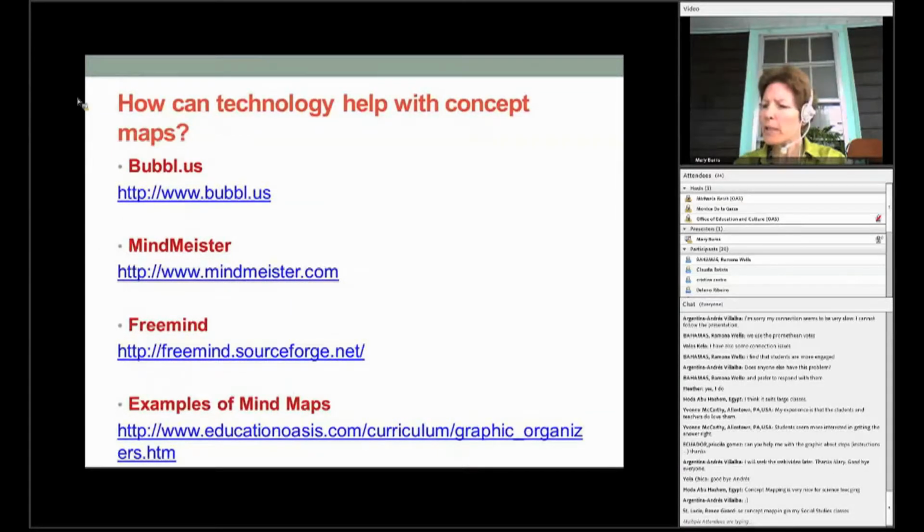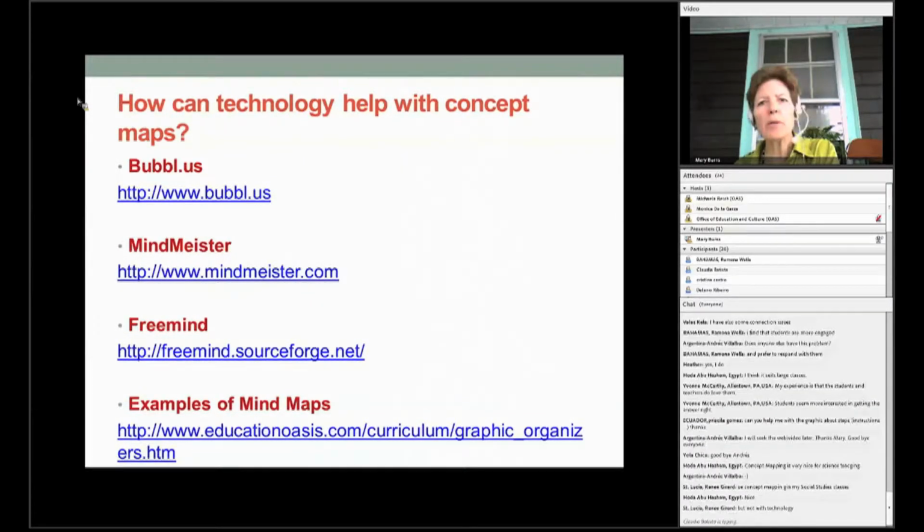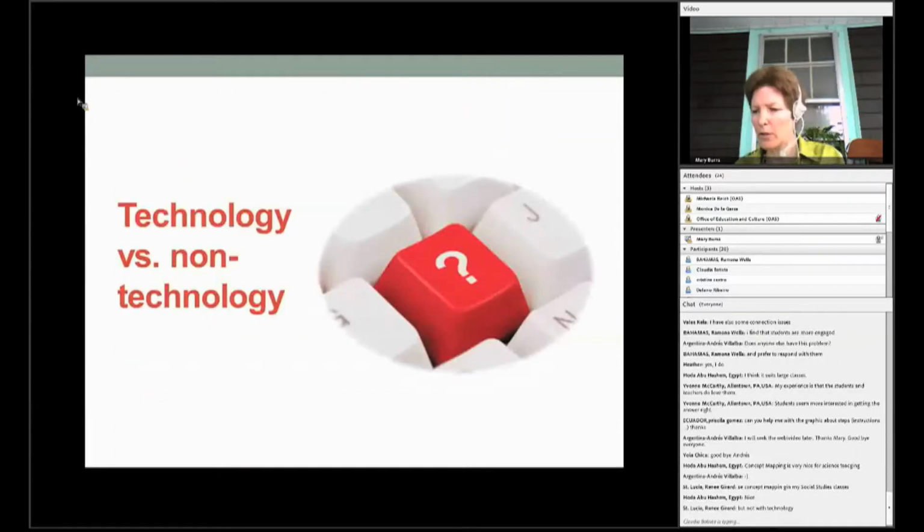So how can technology help us with concept maps? Well, there is a software you can buy that many people, including myself, use and like a lot called Inspiration, but it's about $100. And online, there are a number of free concept mapping tools, and I'll just leave these here for you to investigate later.